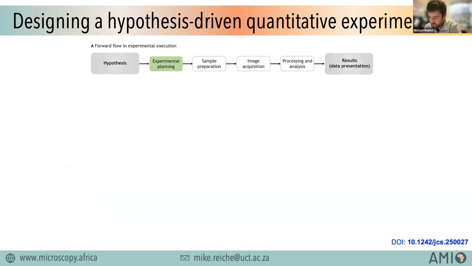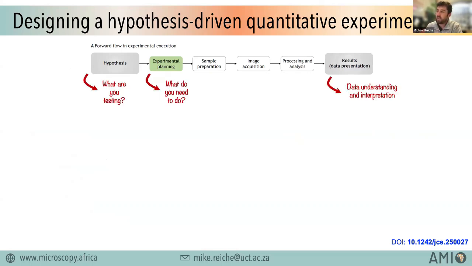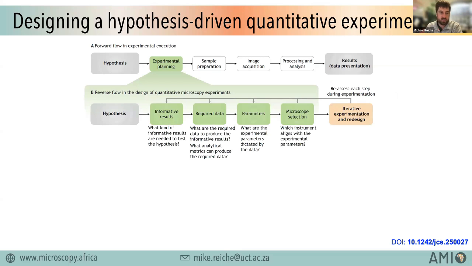But that sometimes, and more often than not with microscopy in particular, is not the best way of approaching how to design an experiment. Sometimes you need to actually think about it in the reverse direction. So the easiest way to do that is, what is your hypothesis? And then the very next thing that you should think about is, what informative result would be most indicative of my hypothesis? And then work backwards from there.